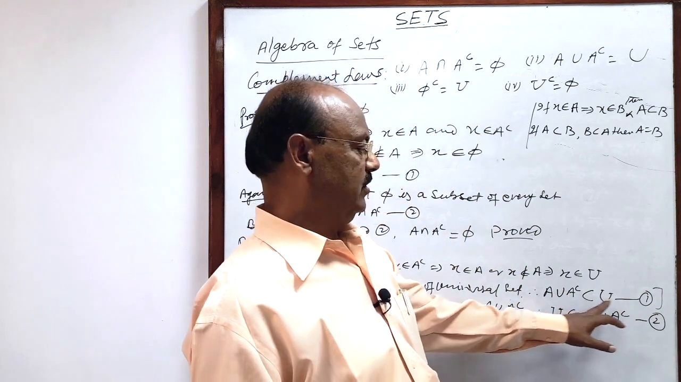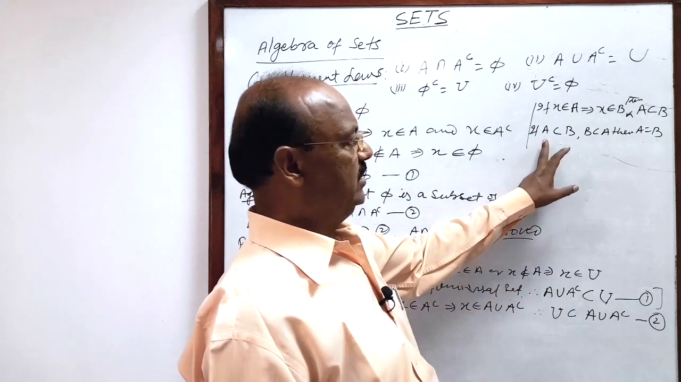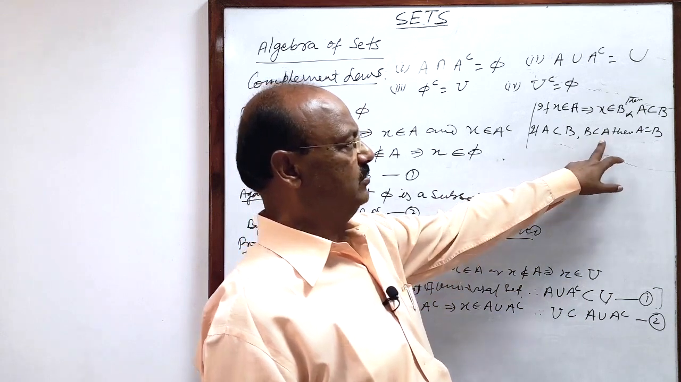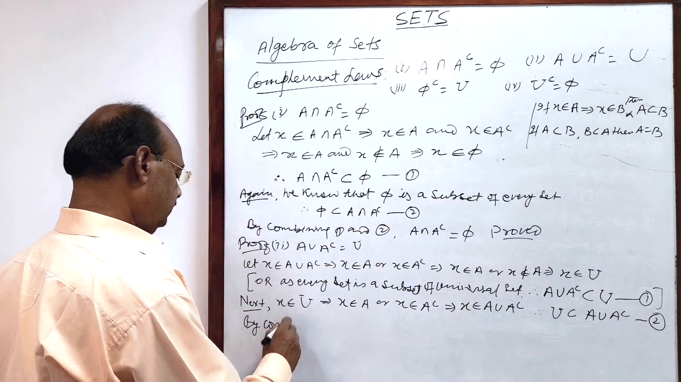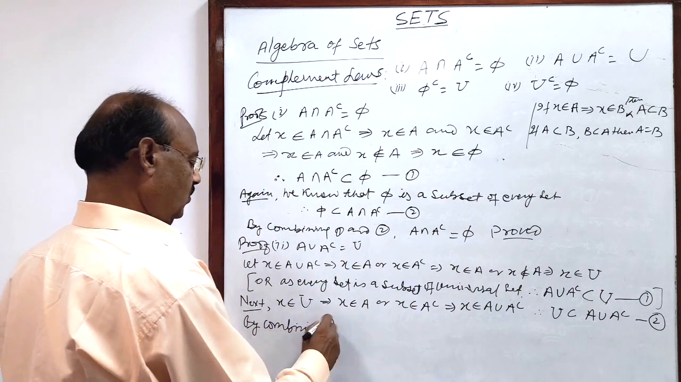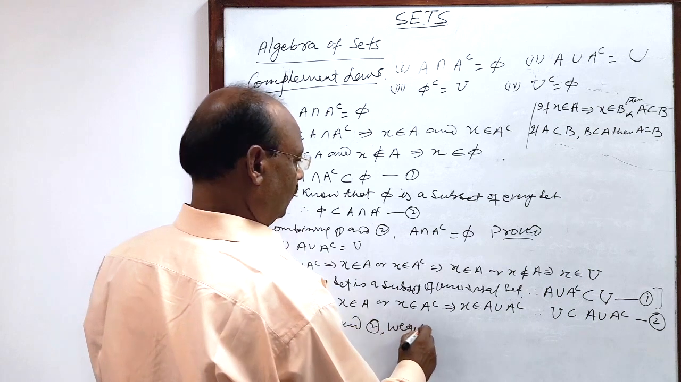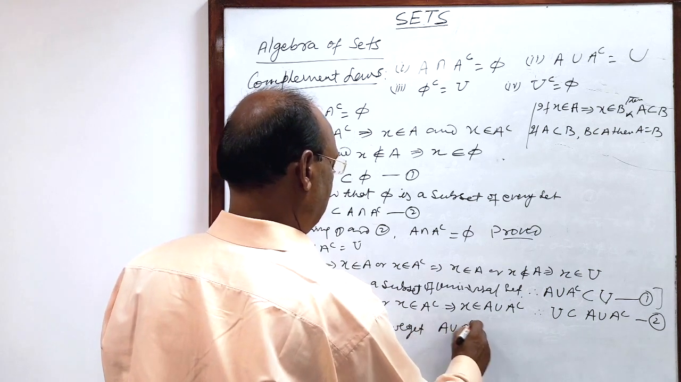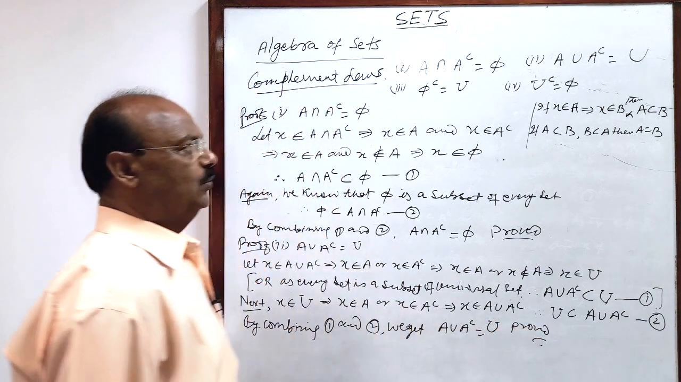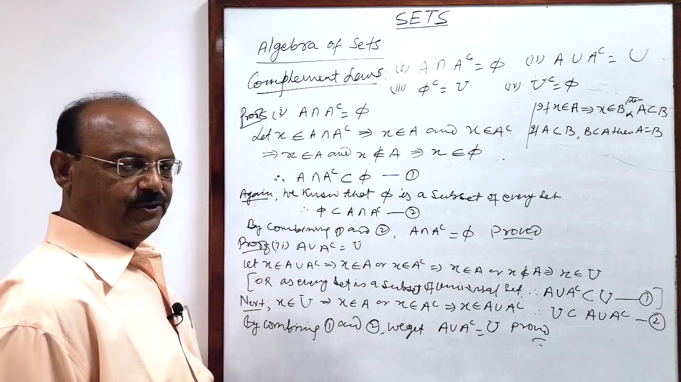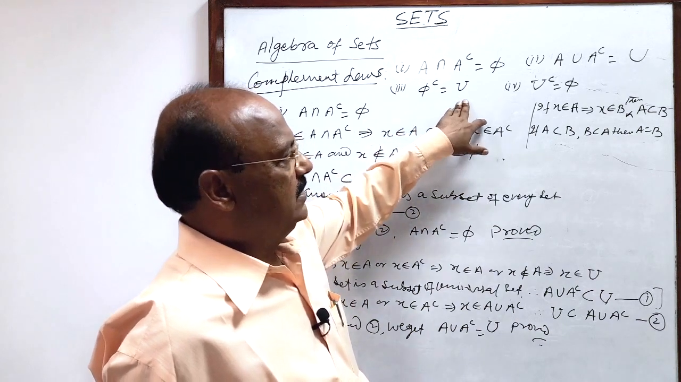Here LHS is a subset of RHS and RHS is a subset of LHS. So sets in LHS and RHS will be equal by this property: if A is a subset of B and B is a subset of A, then A is equal to B. So again we can write here, by combining 1 and 2, we get A union A complement is equal to the universal set. So this second law is also proved here. Very nice, understood. Now we have to show that phi complement is the universal set.